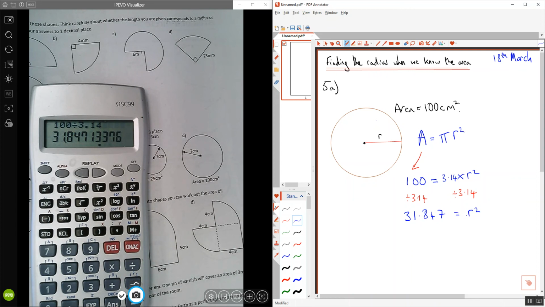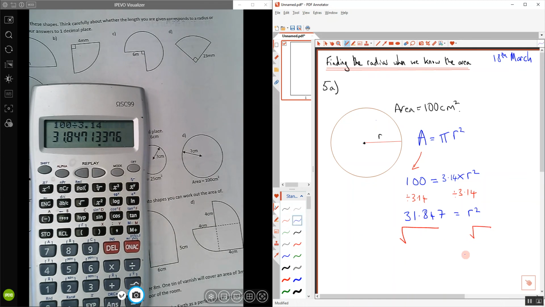Well, not dividing. What's the opposite of squaring something? What's the opposite of squaring something? Square rooting, okay? So you have to take the square root of both sides. We're going to take the square root of both sides.